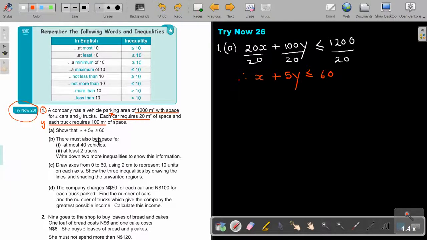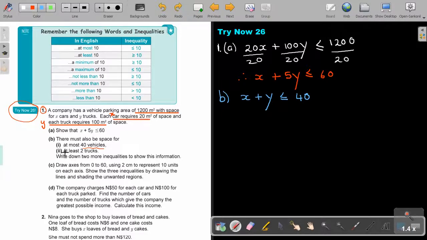There must also be space for at most 40 vehicles. Now, if they just say vehicles, then it's going to be x plus y, because vehicles is the cars and the trucks. So we're going to say x plus y must be smaller and equal to 40.